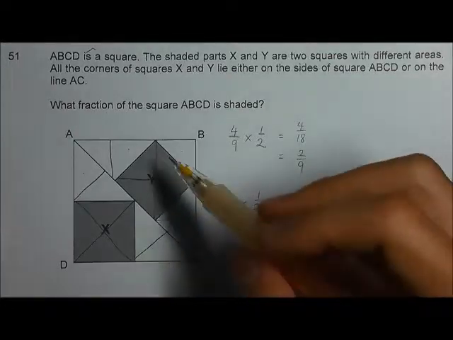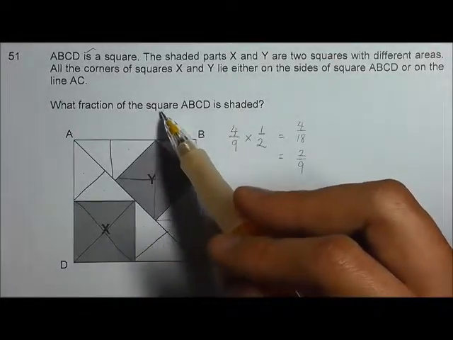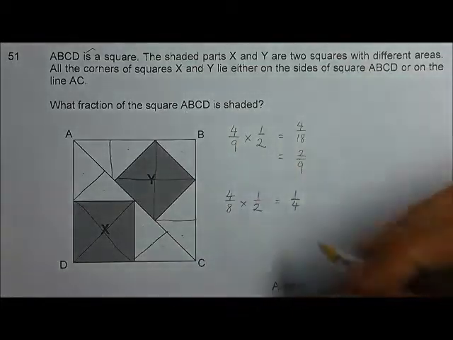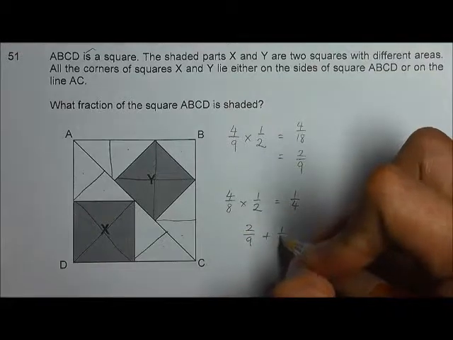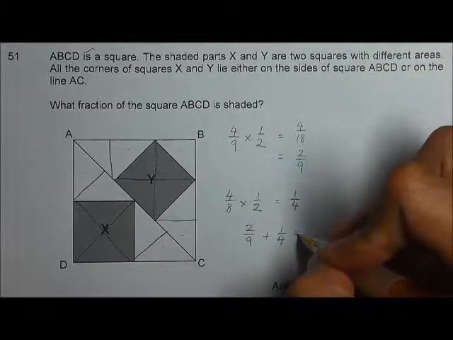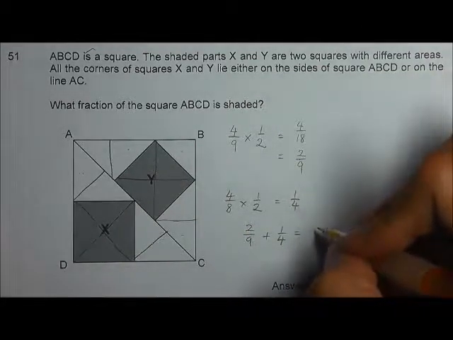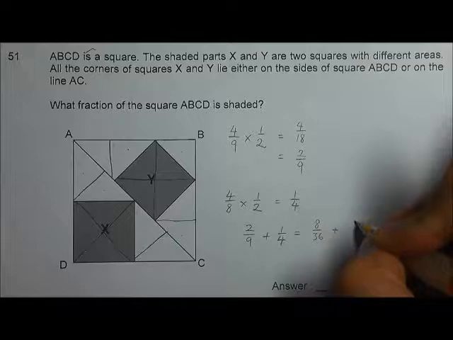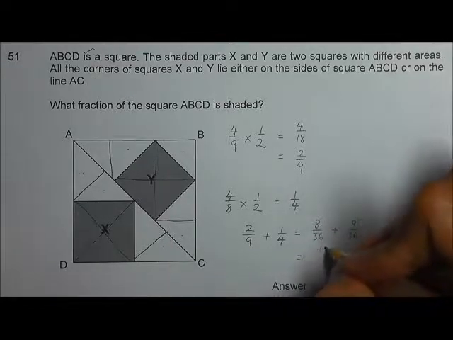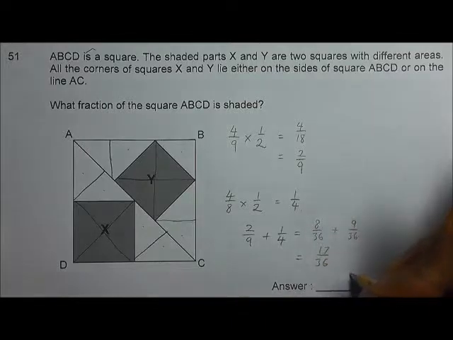Okay, so the total fraction of the shaded area should be 2 over 9 plus 1 over 4, and that will give us 8 over 36 plus 9 over 36, that will be 17 over 36.